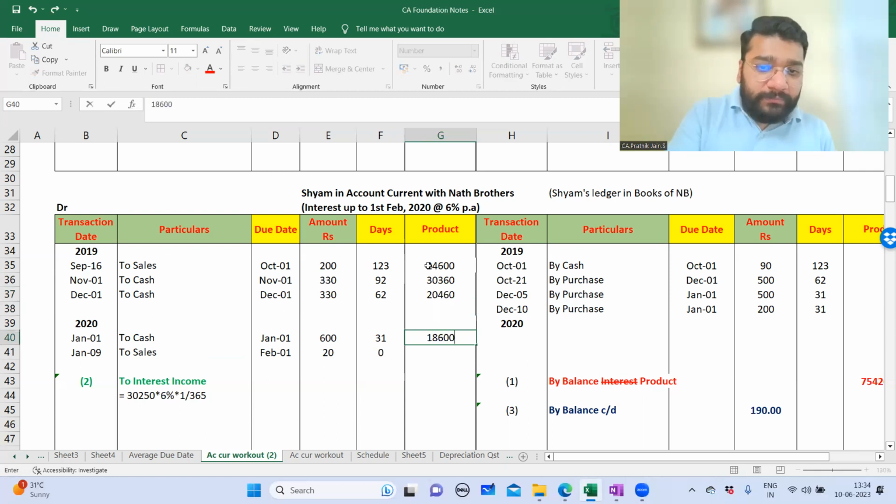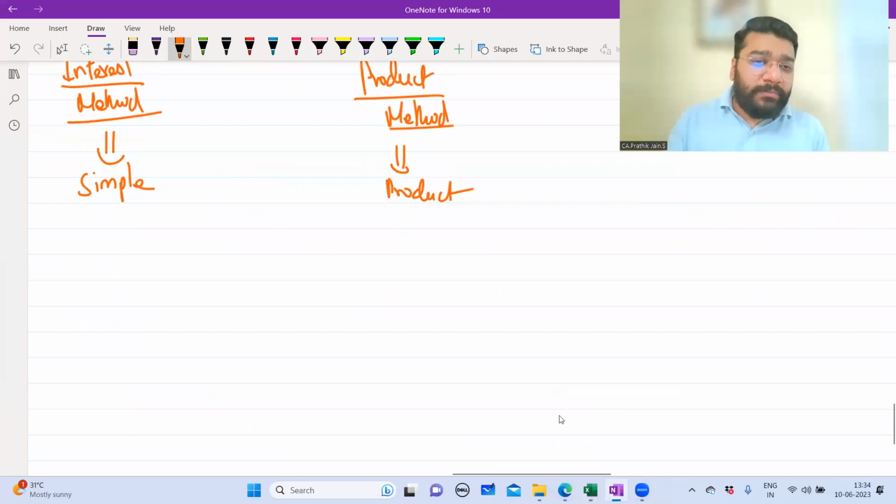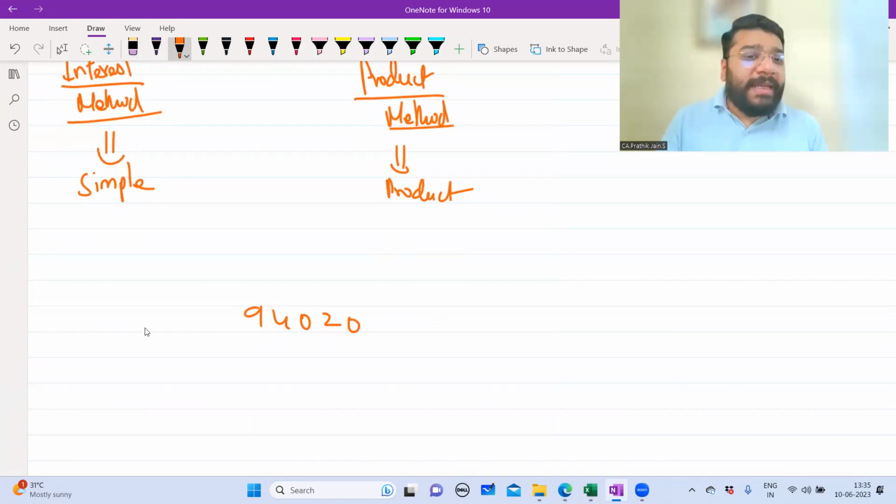Now what will you do? MRC total, please. 94,020 is there. No, don't write there. In the rough column, write 94,020. Can I say this is a total coming on the debit side?